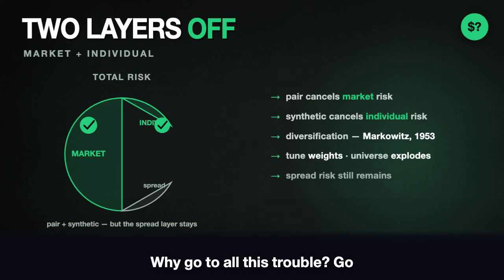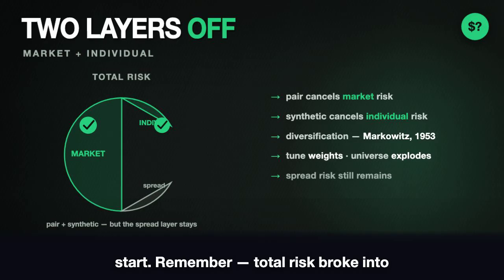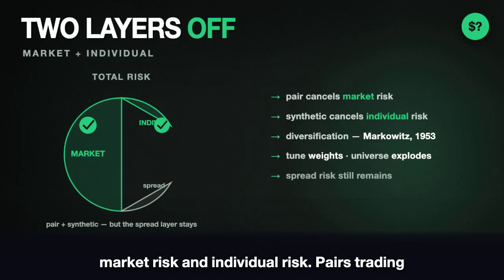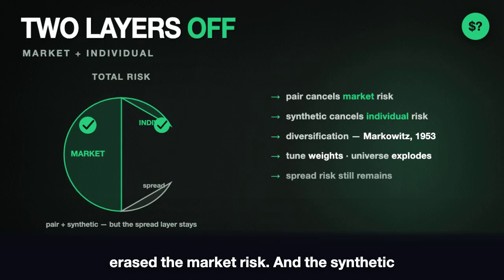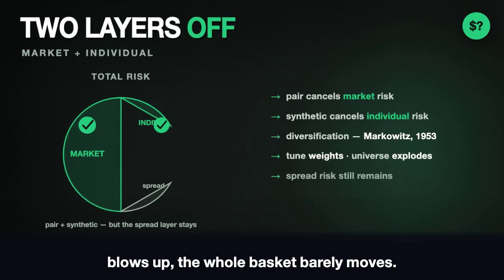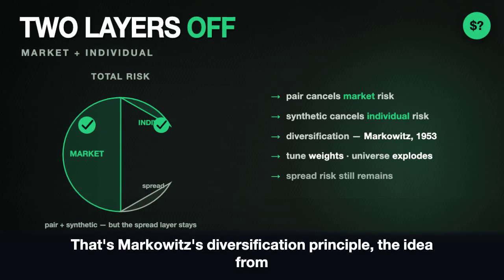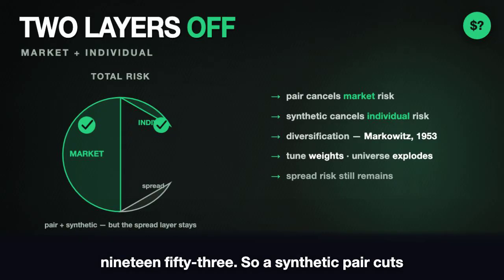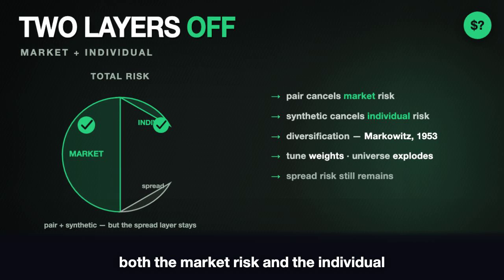Why go to all this trouble? Go back to that risk split from the start. Remember, total risk broke into market risk and individual risk. Pairs trading erases the market risk, and the synthetic erases the individual risk. Put several stocks in a basket, and if one blows up, the whole basket barely moves. That's Markowitz's diversification principle, the idea from 1953. So a synthetic pair cuts both the market risk and the individual risk.